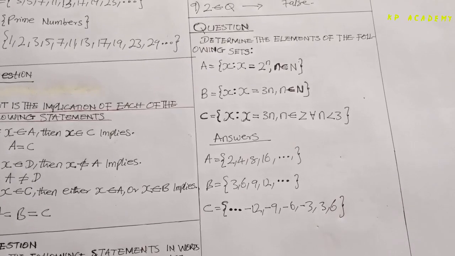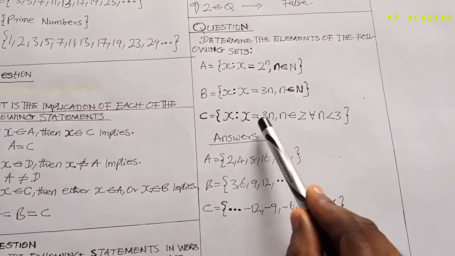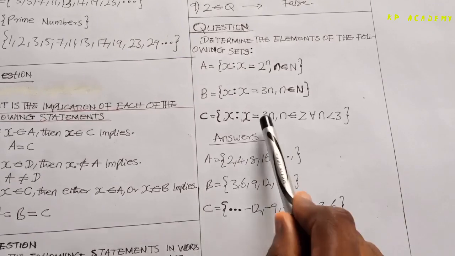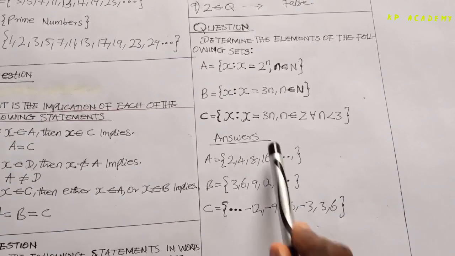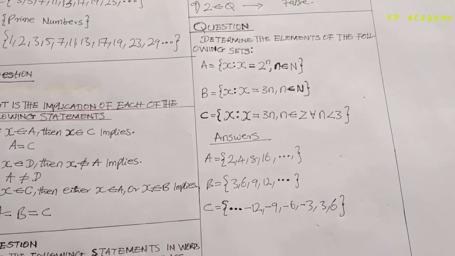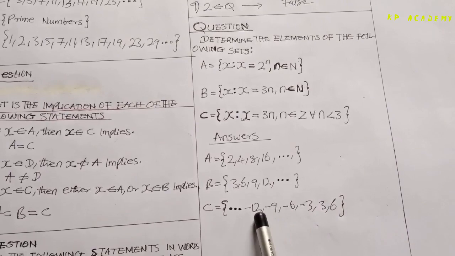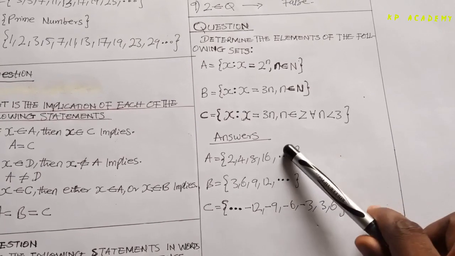All right, so this 6 is the answer when we have 3 into 2. All right, 3 times 2. Then this 3 is gotten when we say 3 times 1. This -3 is gotten when we say 3 times -1. Then this -6 is gotten when we say 3 times -2. Then this is 3 times -3, 3 times -4, and so on and so forth. All right, so this is the set in listing.